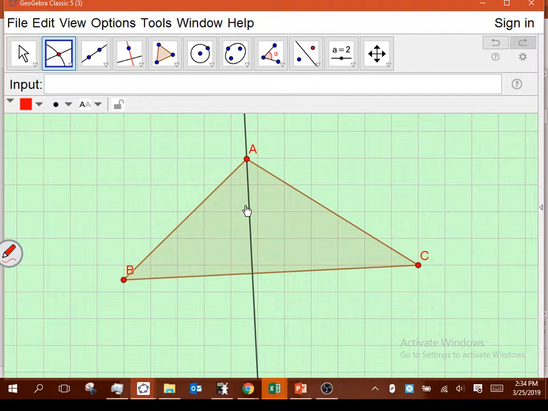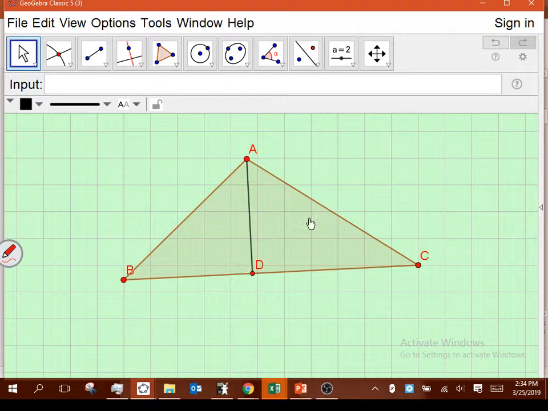So if you remember, that distance, A to D, is considered an altitude. That distance right there is an altitude. Does that make sense to everybody? Perpendicular here. Okay, we call that H in a lot of our formulas.